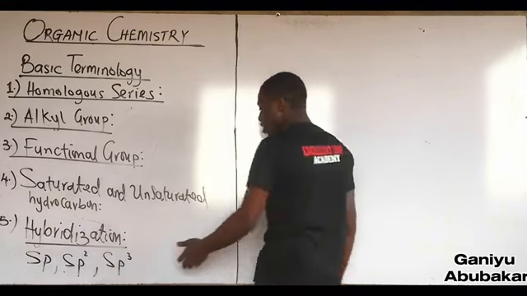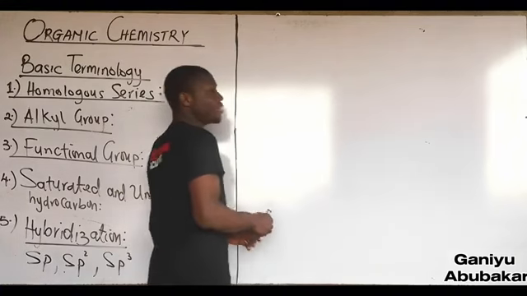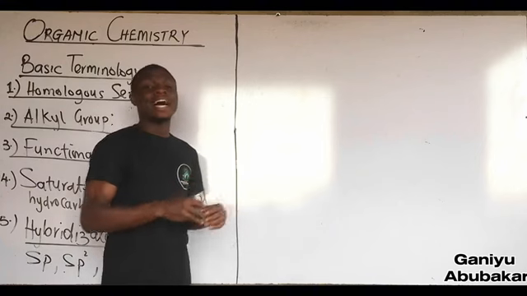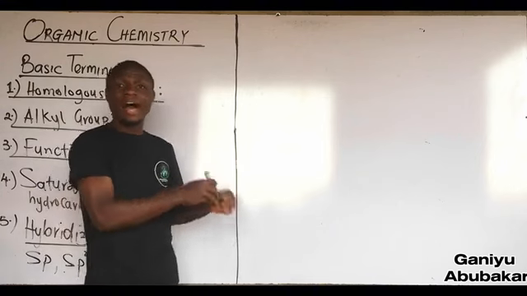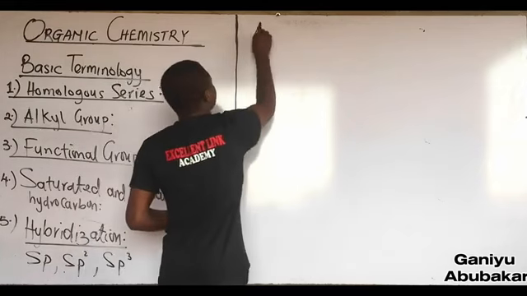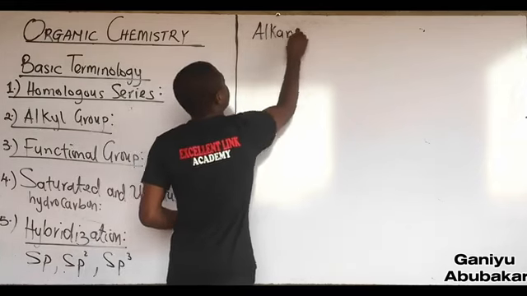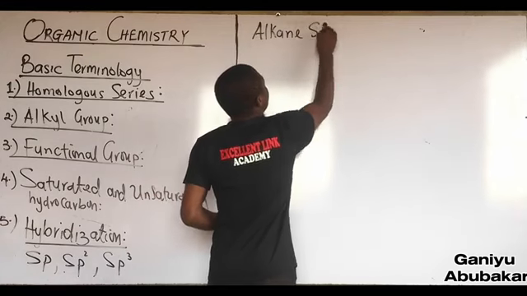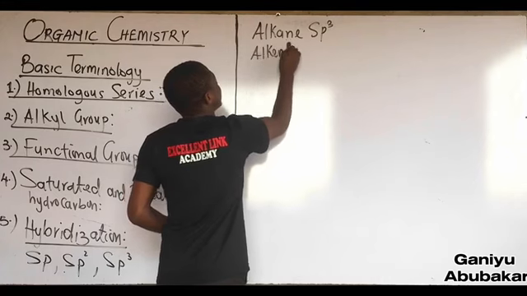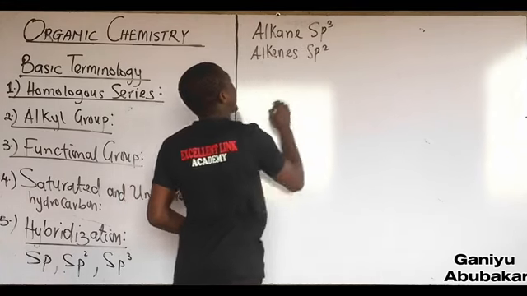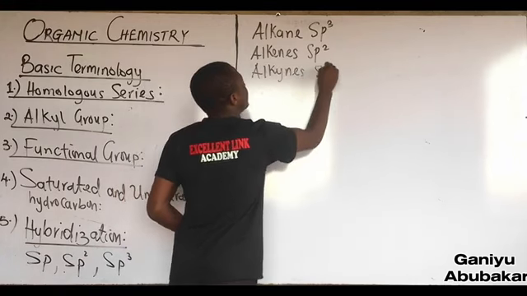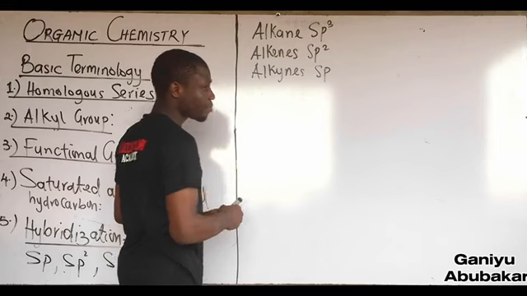It's important to note that the alkanes are sp3 hybridized, the alkenes are sp2 hybridized, and the alkynes are sp hybridized. So I'm saying that the alkanes are sp3 hybridized, the alkenes are sp2 hybridized, and the alkynes are sp hybridized.